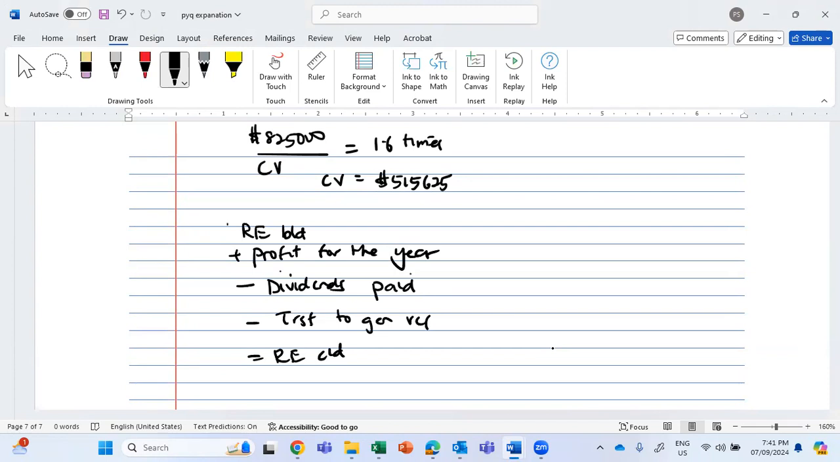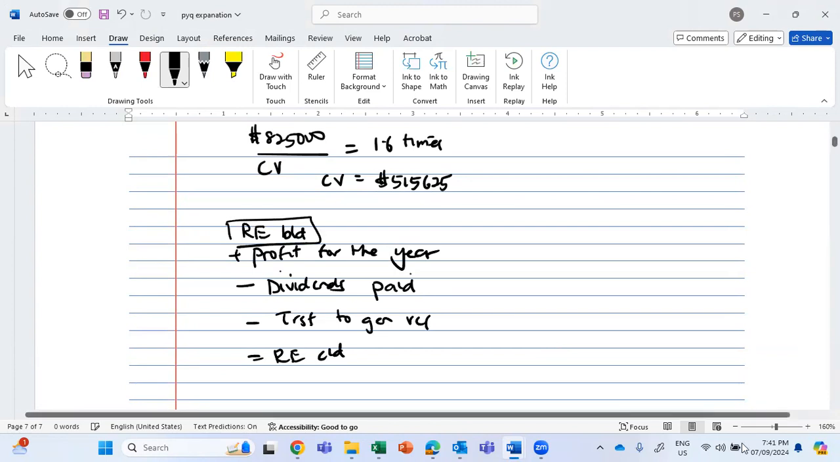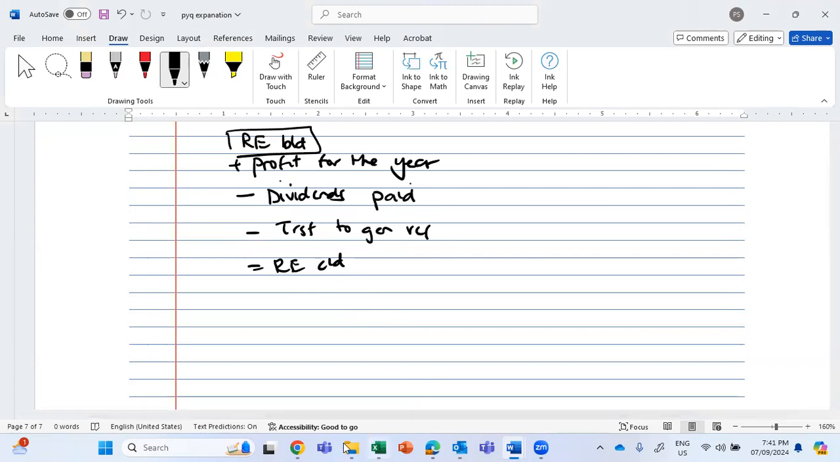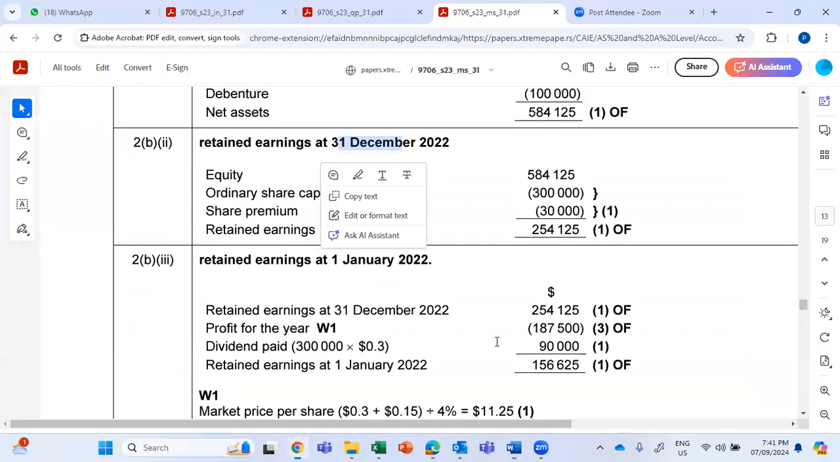Okay, so if you want retained earnings brought down, you work backwards. So minus becomes plus, plus becomes minus. So this will be retained earnings carried down plus any transfer to general reserve if there is any. But in this question, there isn't. Plus dividends paid and minus profit for the year. So that's what is happening. 254125, which is the retained earnings carried down, plus the profit for the year.